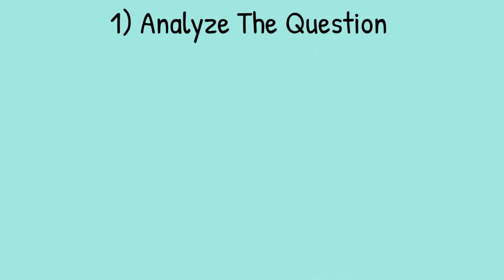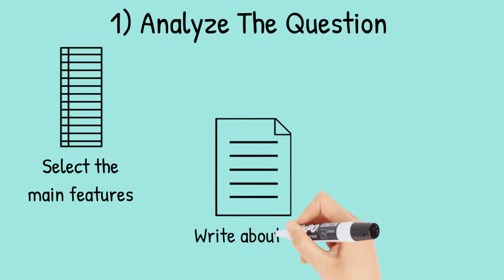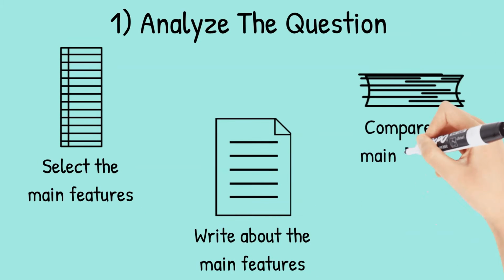Sentence 2 tells you what you have to do. You must do 3 things: select the main features, write about the main features, and compare the main features. All 3 tasks refer to the main features of the graphic. You do not have to write about everything. Just pick out 2 or 3 key features and you will have plenty to write about.